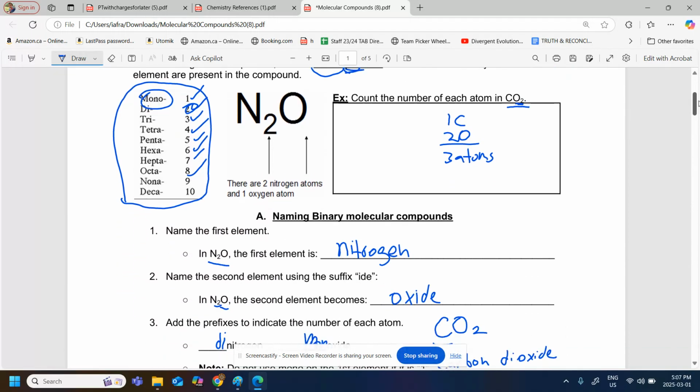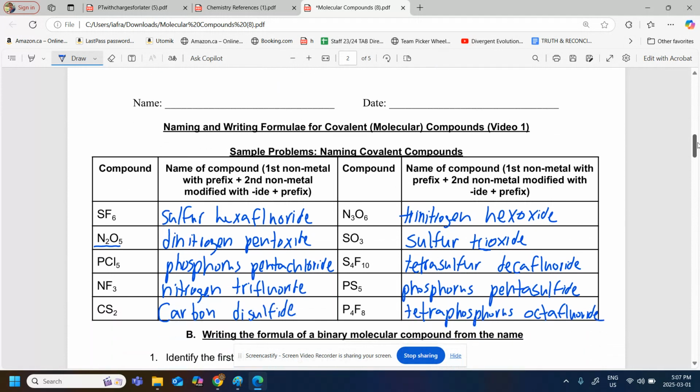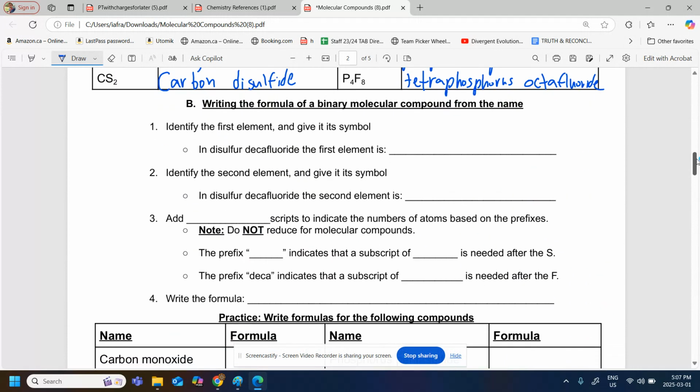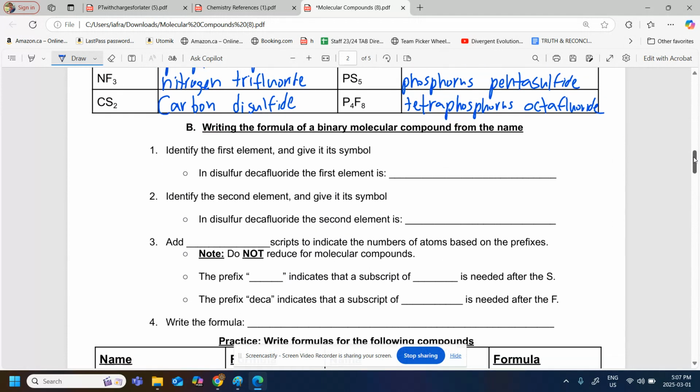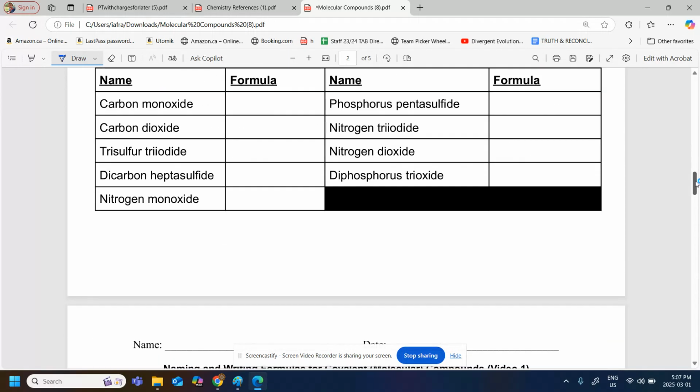So in this video, we learned how to name covalent or molecular compounds. They need Greek prefixes, whereas ionic compounds would not have Greek prefixes. In the next video, we're going to take a look at how to write formulas if you're given a name for covalent or molecular compounds.